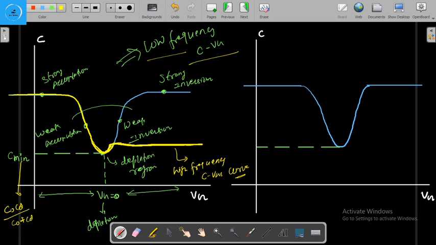This CO will be equal to epsilon OX times W times L divided by tOX, and this CD will be equal to epsilon of Si times W times L divided by D, right? D will be the thickness of the depletion region, okay. Now this is for the NMOS.